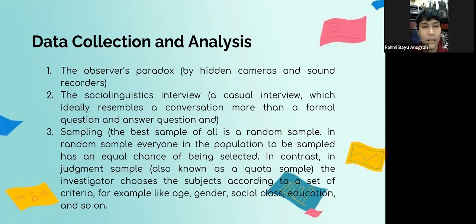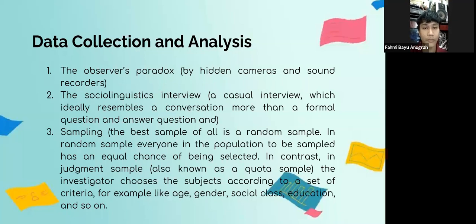Okay. The first one is the observer's paradox. It is addressed by hidden cameras and sound recorders. And then there's also the sociolinguistic interview, a casual interview, which ideally resembles a conversation more than a formal question and answer session. And then there's also sampling. The best sample of all is the random sample.